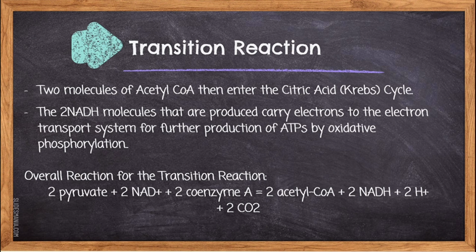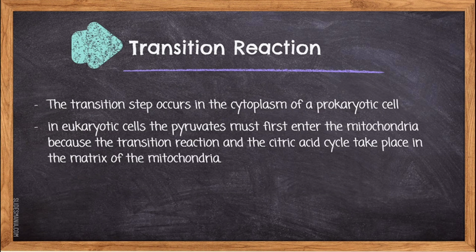The generated 2 NADH molecules carry electrons to the electron transport system where they are used to further oxidatively phosphorylate ATPs. The overall reaction for the transition reaction is two molecules of pyruvate plus two molecules of NAD+ plus two molecules of coenzyme A yields two molecules of acetyl-CoA plus two molecules of NADH plus two molecules of H+ plus two molecules of carbon dioxide. In prokaryotic cells, the transition step occurs in the cytoplasm. In eukaryotic cells, the pyruvates must first enter the mitochondria because the transition reaction and the citric acid cycle take place in the matrix of the mitochondria.